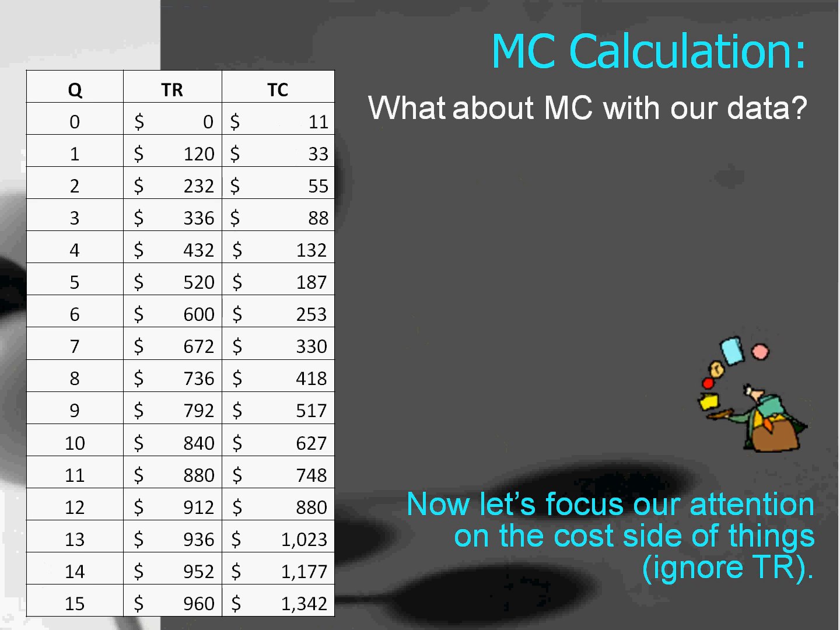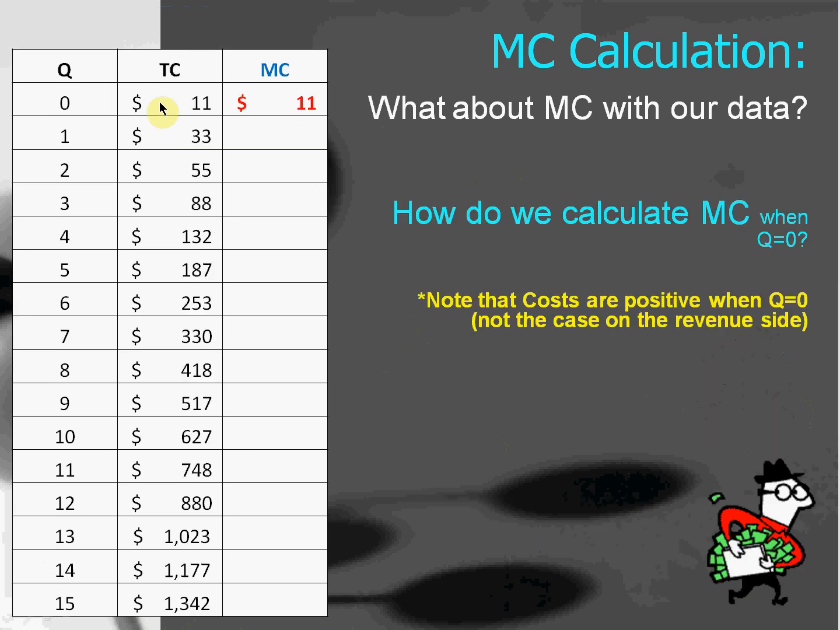Now let's look at marginal cost with our data. In order to do this, we start again with our total revenue, total cost. Let's get rid of the total revenue column to keep things simple. Marginal cost is derived simply from total cost and quantity numbers. Here at 0, we know that total cost will be equal to marginal cost. Note that the costs are positive when Q equals 0, where this was not the case on the revenue side.